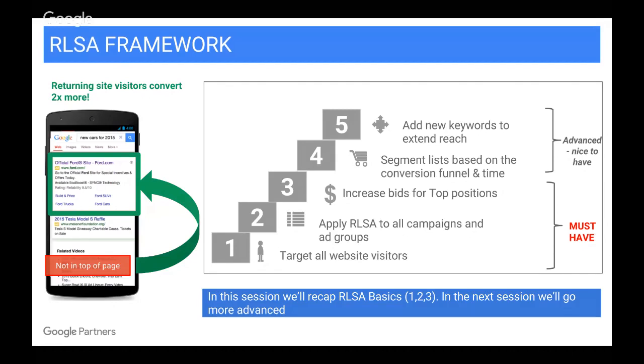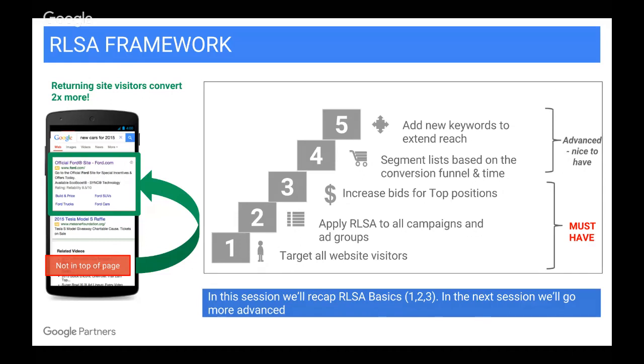Of course, if you're already familiar with RLSA, you can start immediately with 5 different lists. So instead of starting from the all users list only, you can apply all users and other lists as well in a bid-only mode. Bid only is always the first step. We're going to explain and recap what it means in a second.